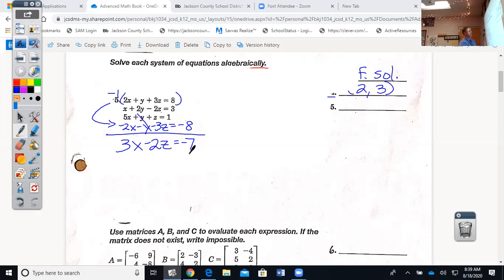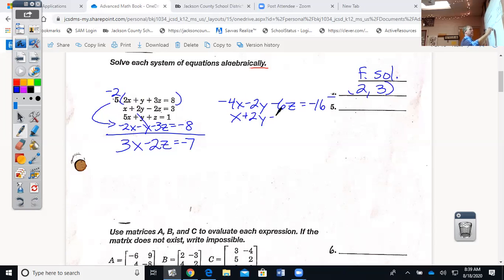Okay, so this time, let's do the top one and the middle one. So what do I need to multiply the top one by? -2. So that would be -4x minus 2y minus 6z equals -16.